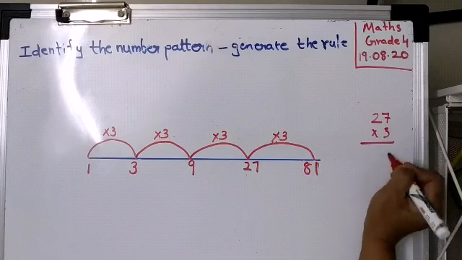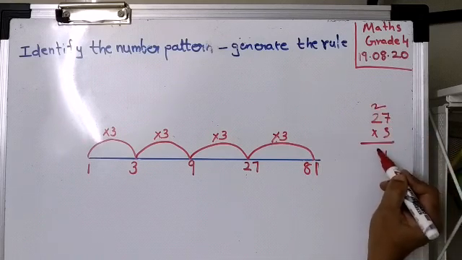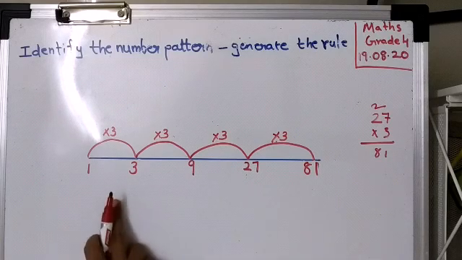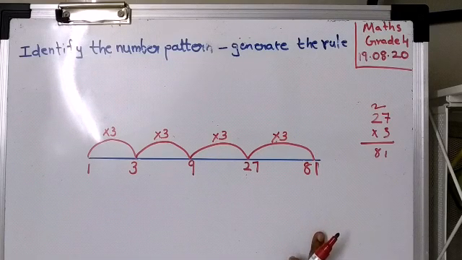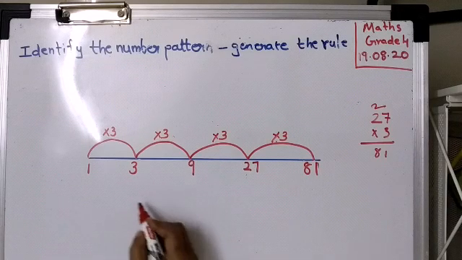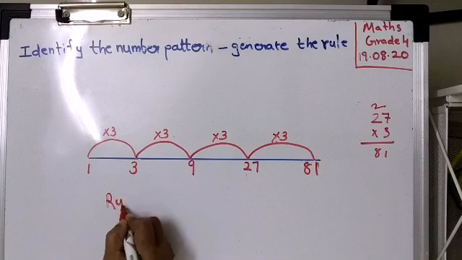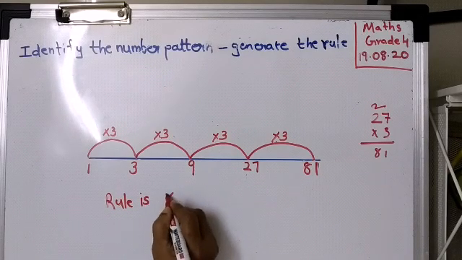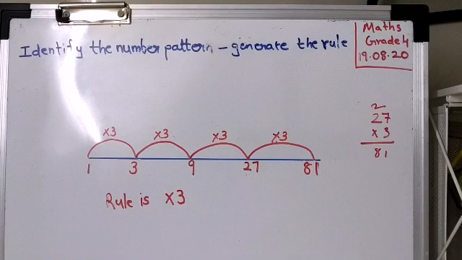27 into 3, 7 3s are 21, 3 2s are 6, 7 8, 81. So what rule is this children? What will we write? The rule is multiplication by 3. Got it?